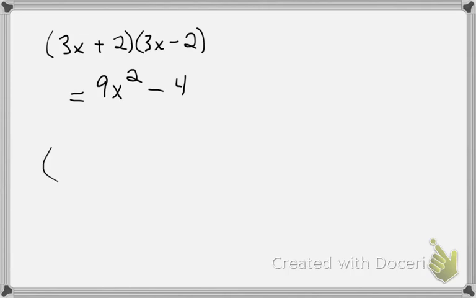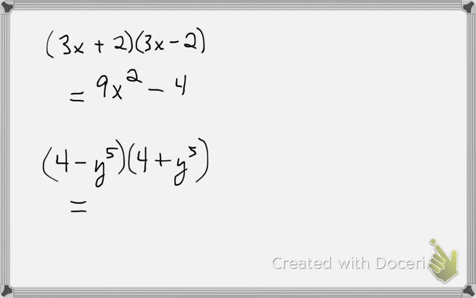What if we had 4 minus y to the 5th, 4 plus y to the 5th? Is this a special form? Yes, right? Since we're in that section. A minus b, a plus b. So that's that difference of squares. You guys agree? Who's playing the role of A? 4. Who's playing the role of B? Y to the 5th. So a squared minus b squared.